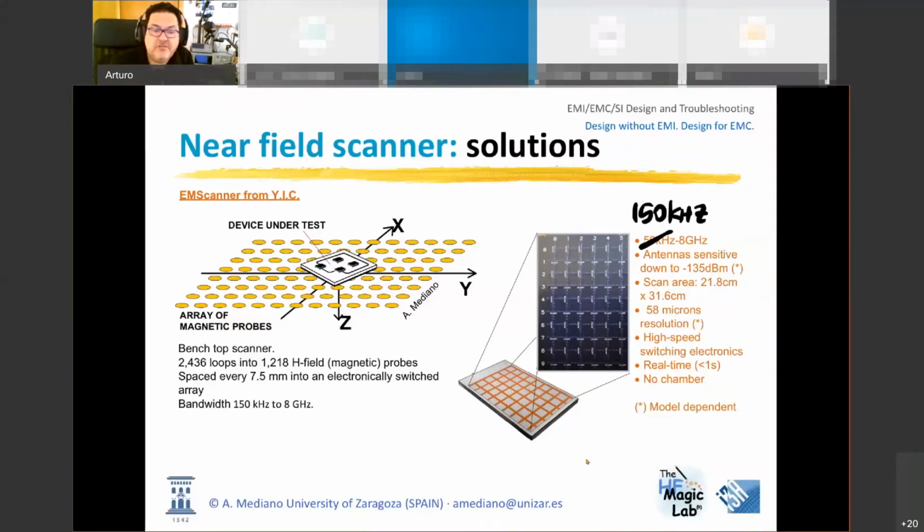It's very sensitive, and the resolution for this system is around 7.5 millimeters. We will see at the end of the presentation how we can increase this resolution. The idea is that because these very small loops are orientated in different positions, we can pick up currents in different orientations, and at the same time, we switch electronically from one loop to another loop in such a way that the scan is very fast. It's a quasi real-time picture of the activity of your PCB, like you will see later.